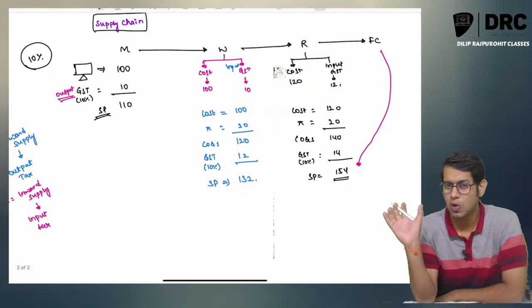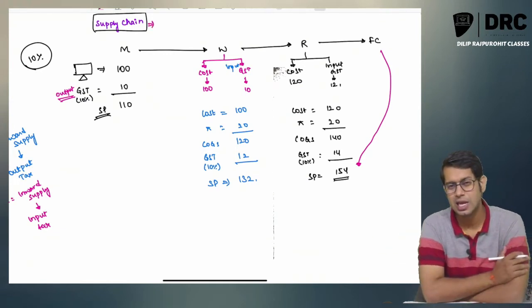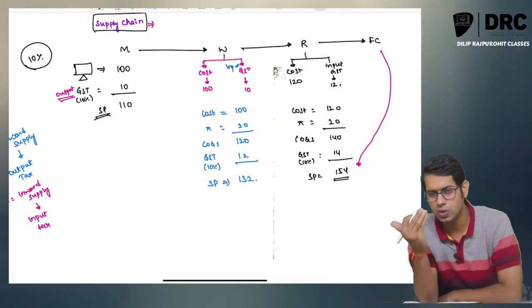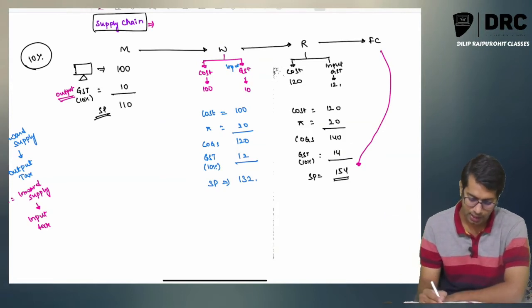So this is an example of a supply chain under GST law, wherein the goods are sold by the manufacturer to the wholesaler, the wholesaler is selling it to the retailer, and the retailer is finally selling it to the final consumer.